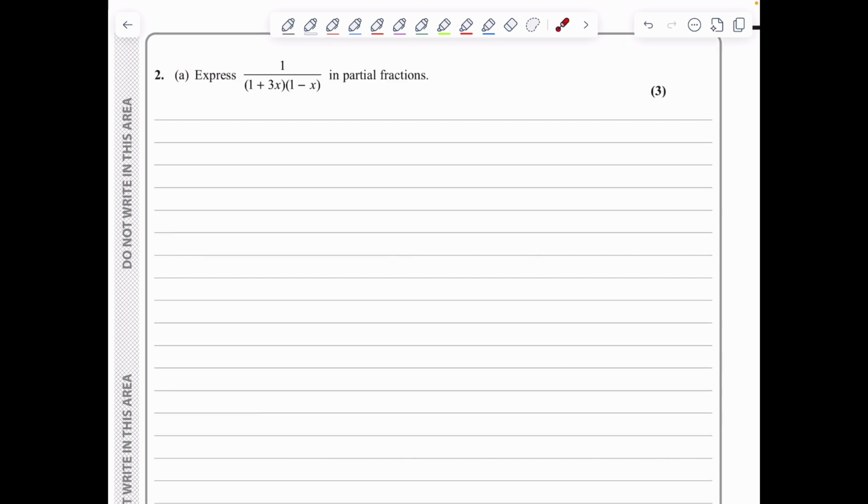In 2a, we are asked to express 1/((1 + 3x)(1 - x)) in partial fractions, so we're dealing with 1 over (1 + 3x) times (1 - x). So we are proposing a decomposition of the form A/(1 + 3x), where A is a constant, plus another constant B/(1 - x). Well, the LCM is (1 + 3x)(1 - x). So if I multiply throughout by the LCM, we arrive at 1 is equal to A(1 - x) + B(1 + 3x).